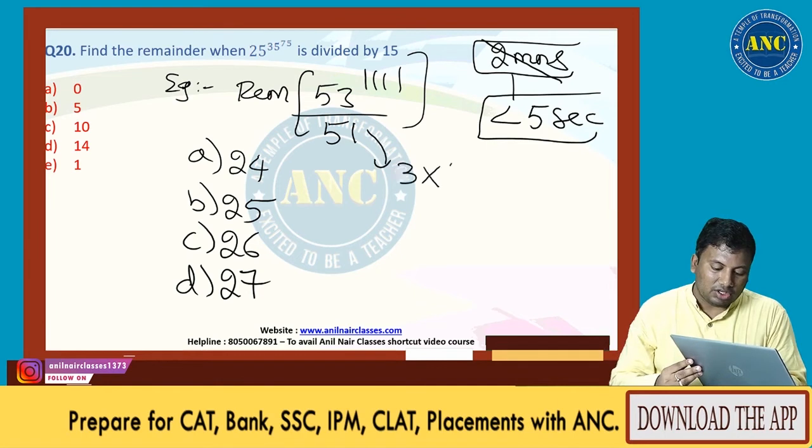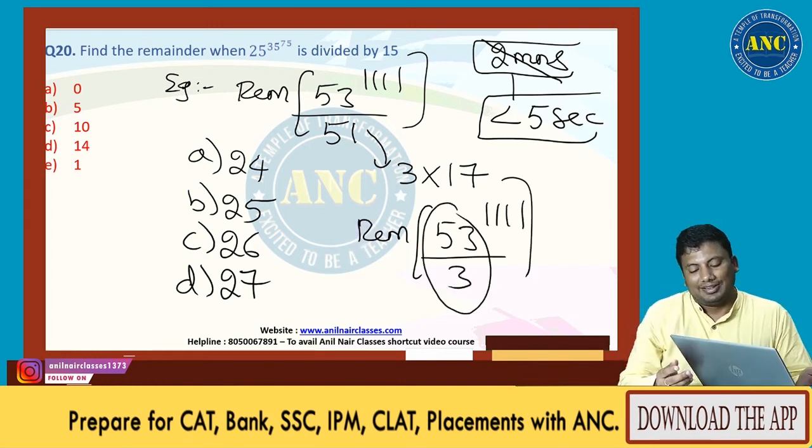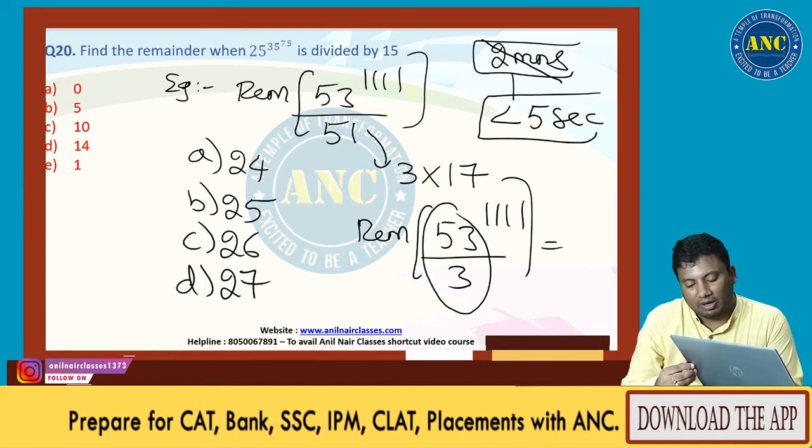51 is 3 into 17. So 53 power 111111 divided by 3. 3 8s are 24, so 53 is 54 minus 1. Minus 1 to an odd power is minus 1, remainder 2. The answer when divided by 3 should give a remainder 2.